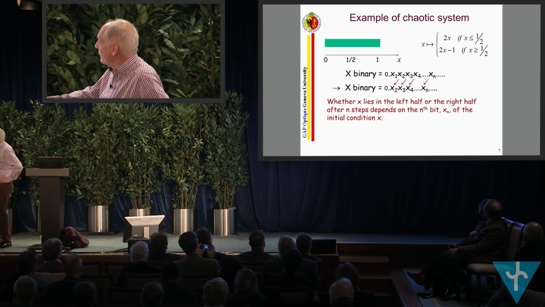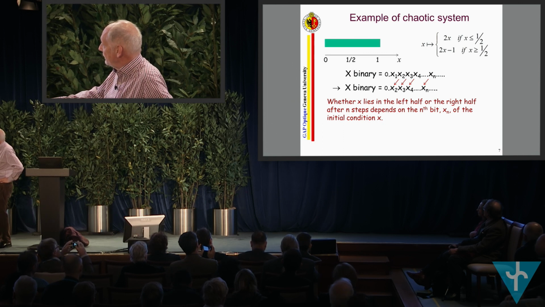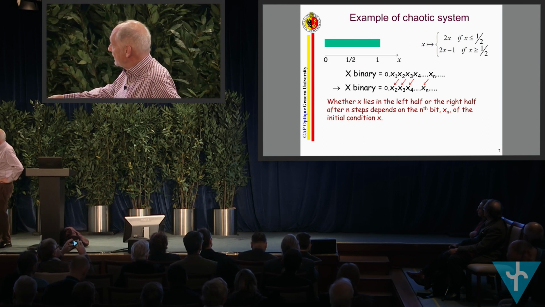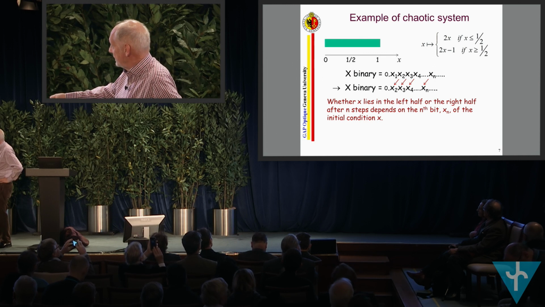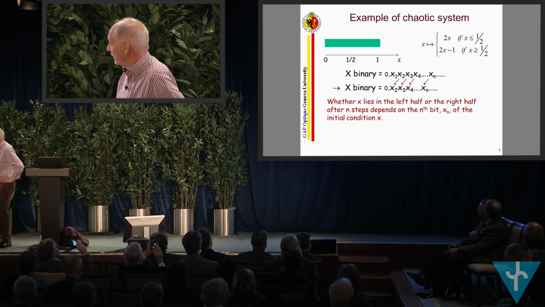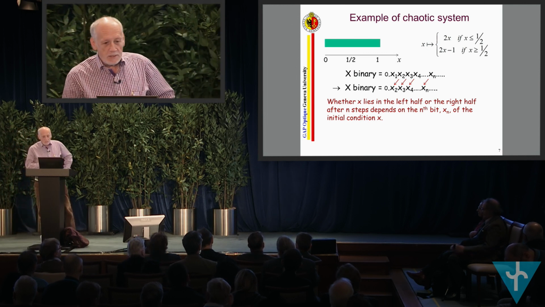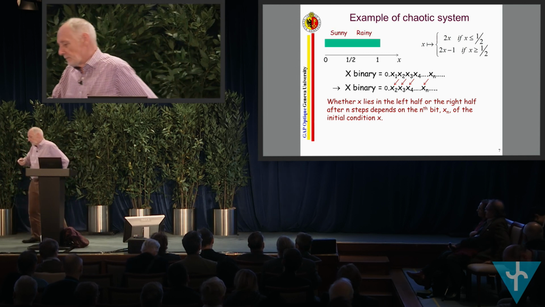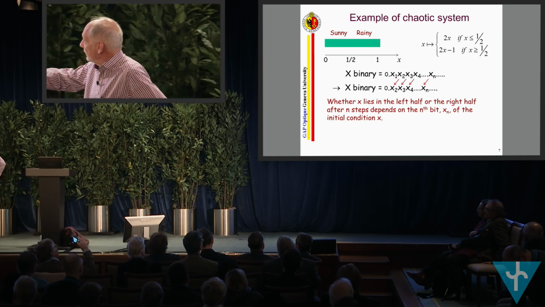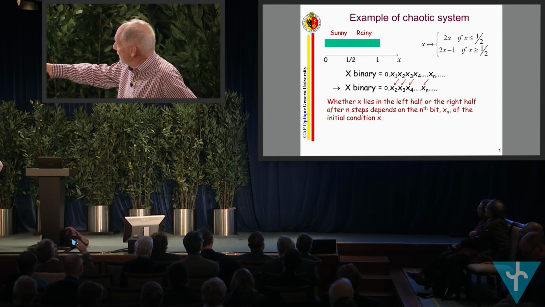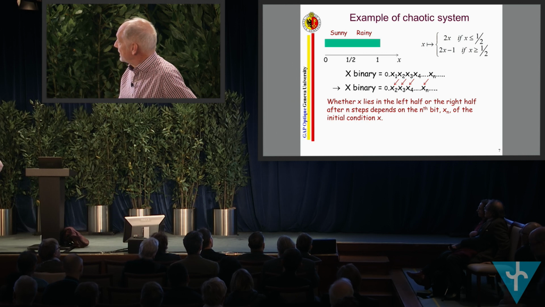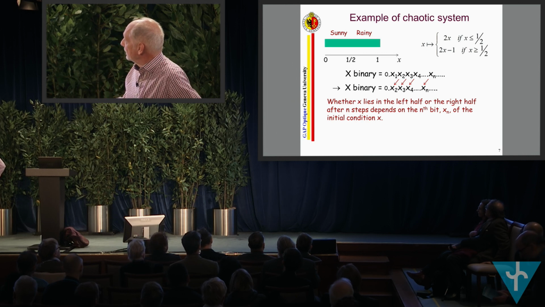As I said, whether x lies on the left half or the right half after n steps depends on the nth bit, x index n, of the initial condition. Very simple. Let's keep that in mind. We can even make it a bit more practical. Say on the left it means it's a sunny day, on the right-hand side it's a rainy day, and here we're not in London, it's 50-50.